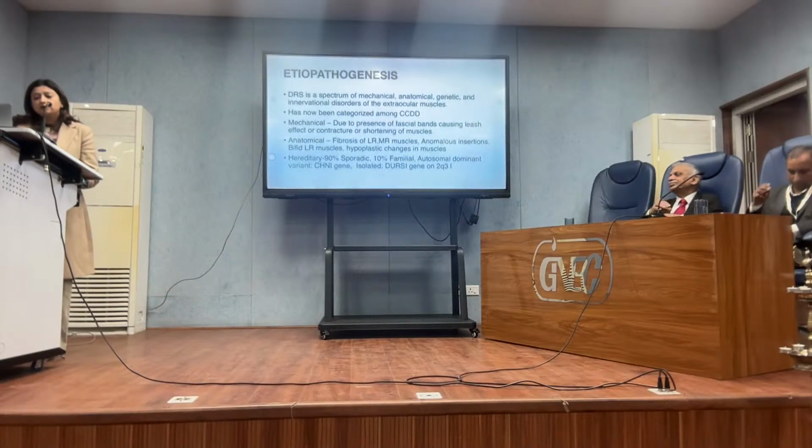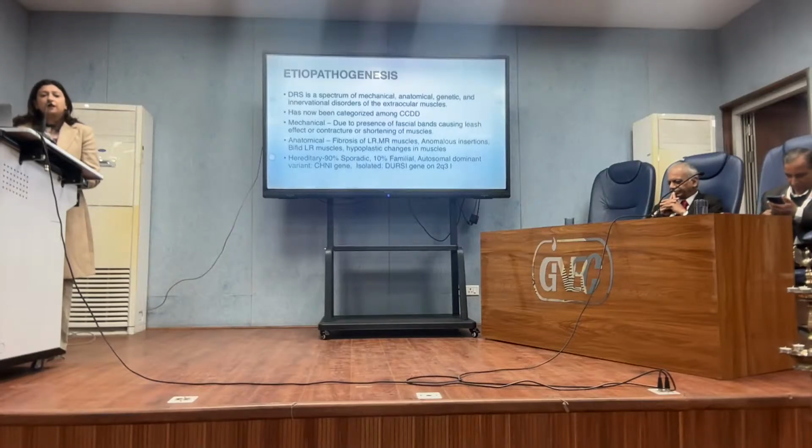Coming to the etiopathogenesis, this is a spectrum of mechanical causes. There are anatomical causes, genetic, as well as innervational disorders. Because of all this, it has now been categorized under the congenital cranial dysinnervation disorders. So mechanical is the shortening and the contracted lateral rectus muscle, which is the culprit muscle. Anatomical, you can see there's fibrosis or hypoplasia of the muscles, or sometimes when you're exploring a Duane's muscle, you come across anomalous insertions or the bifid insertion of the lateral rectus also.